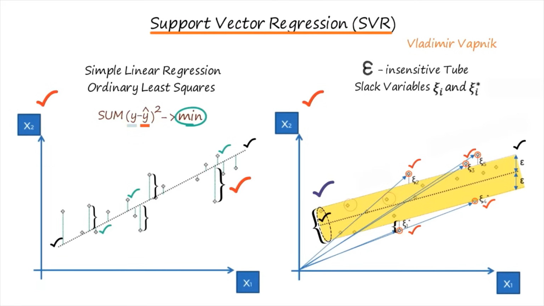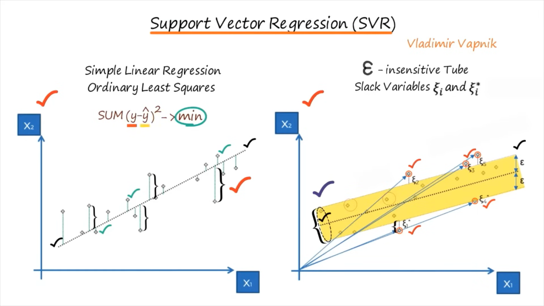And now we have to understand what these points are known as, because for the points which lie outside the tube, we only care about the error of these points. The point which falls below this tube is known as z star, and the point which falls outside the tube on the upper side is known as z. So these z factors are known as slack variables.